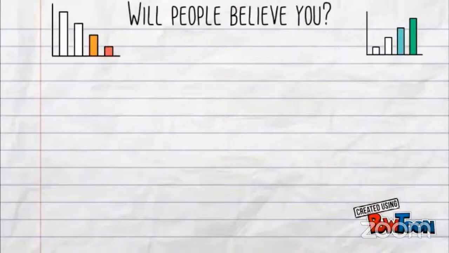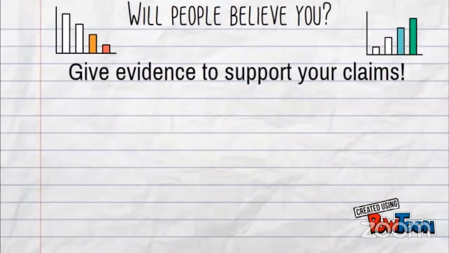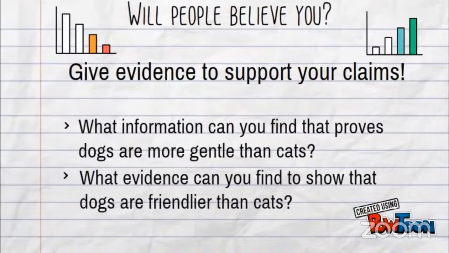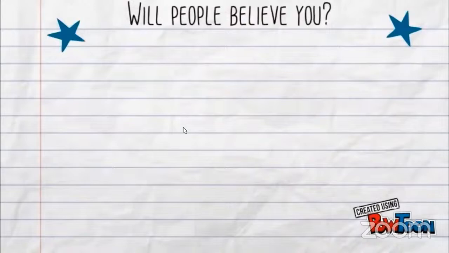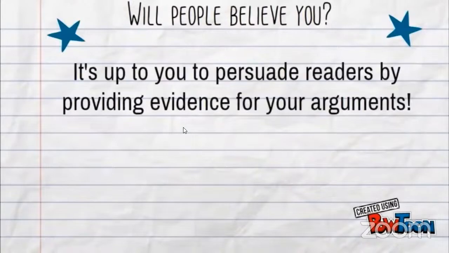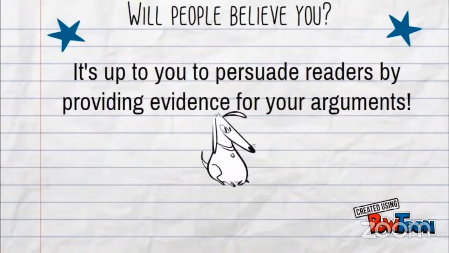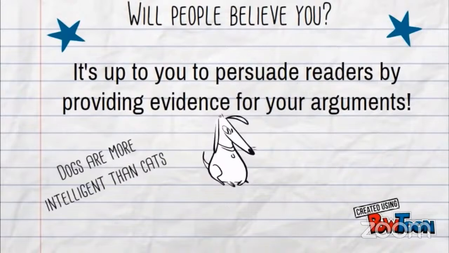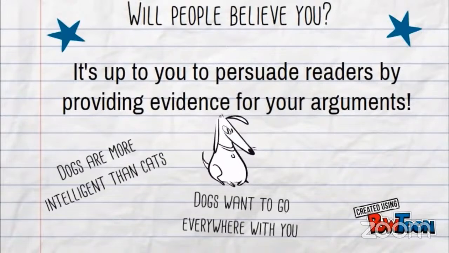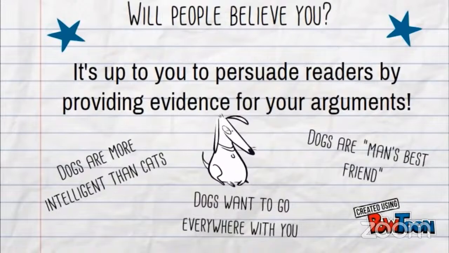Now, how will people believe your argument? You want to make sure that you give evidence to support your claims. For example, what information can you find that proves your claims about dogs being better than cats due to their temperament? Remember that it's up to you as the writer to persuade your readers by providing reliable evidence for your arguments. View the various pieces of evidence you might search for to prove your claims about dogs being better pets than cats.